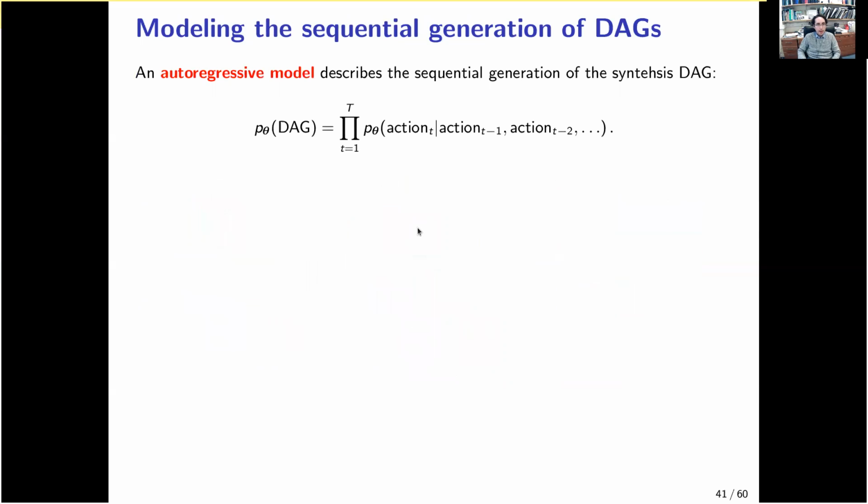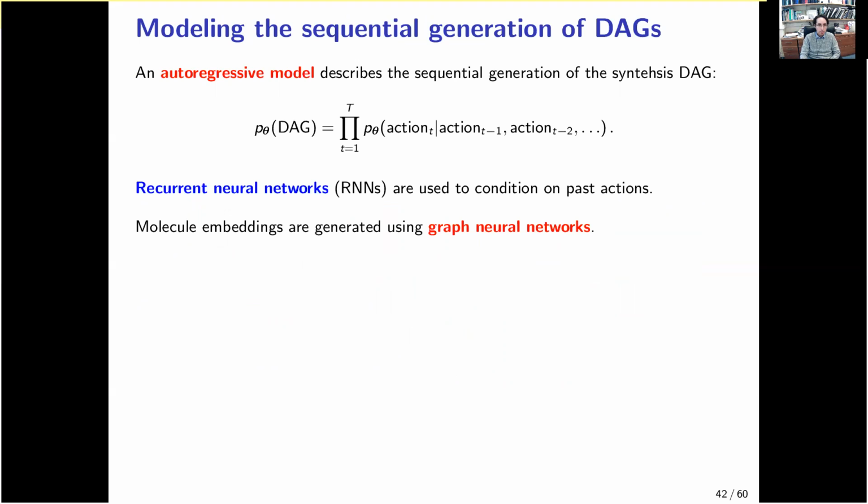Good. So in practice, we implement this using an autoregressive model that selects the next action to apply as a function of the previous ones. This is implemented in practice using a recurrent neural network that conditions on past actions. The hidden state of this recurrent neural network encodes the information from all the previous actions taken. And we're going to feed into this recurrent neural network information about the current state of the synthesis DAG using the embeddings generated by graph neural networks.